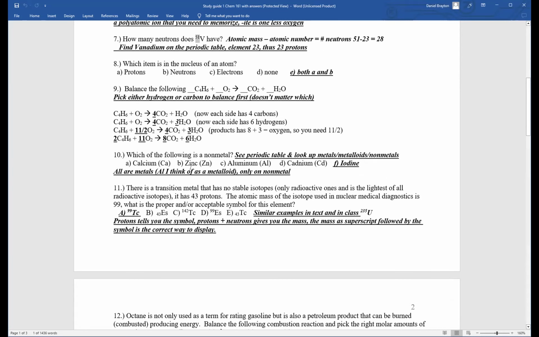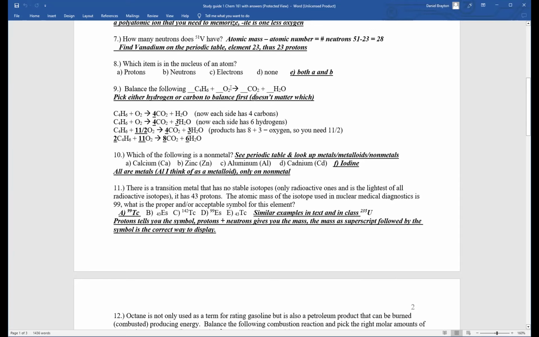9 is a balancing one. There'll definitely be a balancing one on here. This is a pretty simple, smaller hydrocarbon, C4H6. Combustion completely with O2 gives us carbon dioxide and water. It doesn't matter whether you start with carbon or whether you start with hydrogen, right? That's because on the reactant side, they're in one species, and on the product side, the carbon and the hydrogen are both in one species.